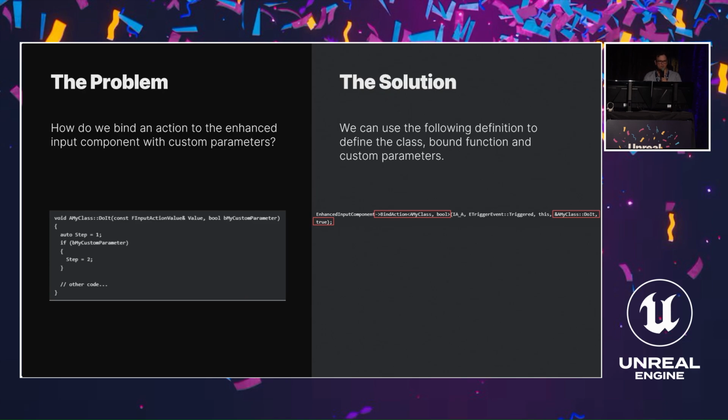And lastly, how do we bind an action to an enhanced input component with custom parameters? Well, we could use the following definition on screen to define the class, parameter type, bound function, and custom parameters required. We need to specify the class and parameter type that needs to be passed into the bound callback and pass in the actual value to the bind action function itself. Then when the input action is triggered, the bound function will be called, passing the parameter we declared in the binding, in this case the true boolean to the DoIt function. The advantage of doing this is that for each binding, for each trigger state, we do not need to define a new function to call. Especially if the logic is similar, we can just pass in a different argument to the bind function instead.